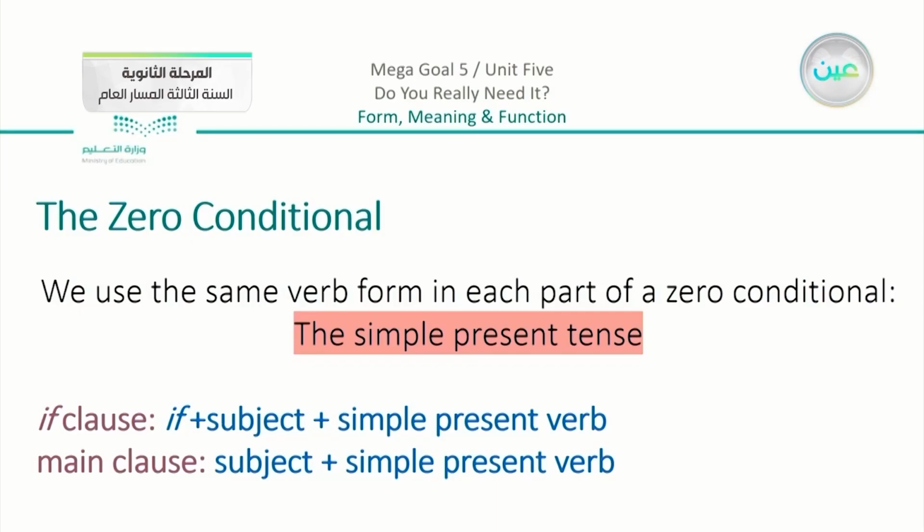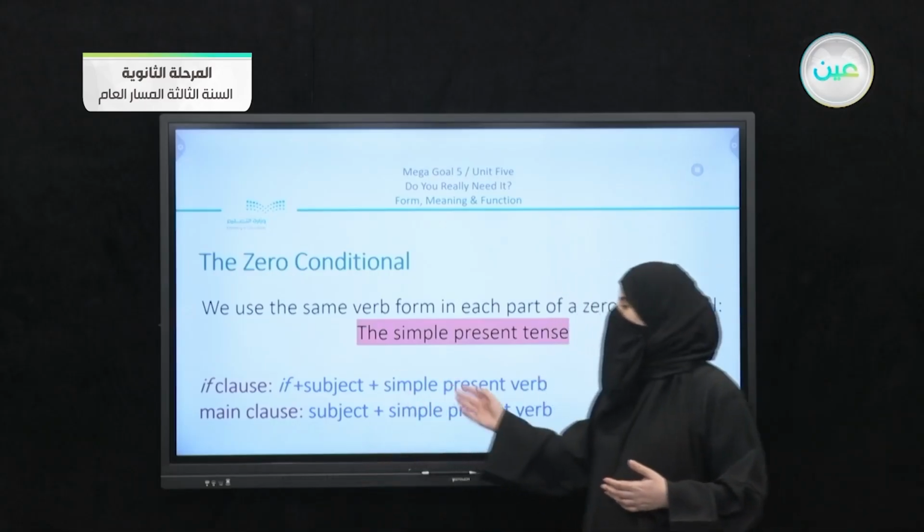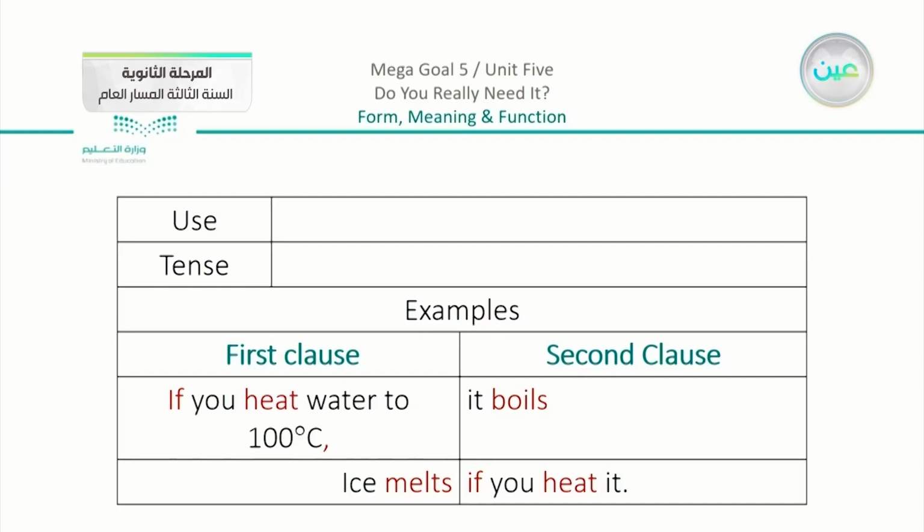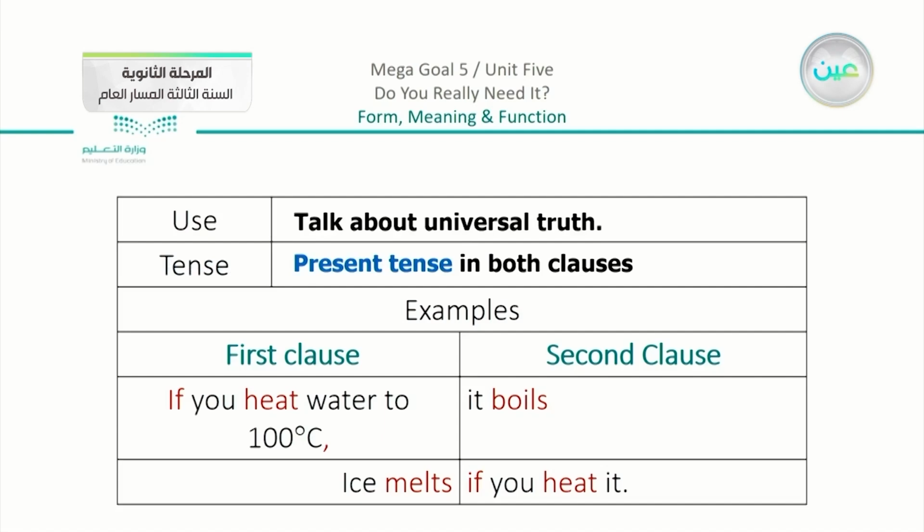So when I use if with zero conditionals, we use the same verb form in each part of a zero conditional. We use the simple present tense, which means we have two clauses, the if clause and also the main clause. The if clause is used with the subject and the simple present verb. The main clause is also used with the subject and the simple present verb. So just to make it very clear, we are talking about universal truths or facts in general. We are using the present tense in both clauses, both parts.